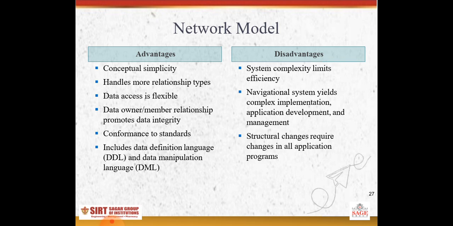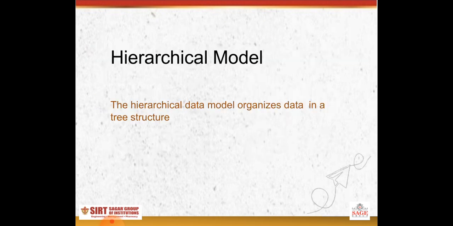Data access is flexible in the network data model. Data owner and membership relationship promotes data integrity, conformance to standard, and includes data definition and data manipulation language. Then come disadvantages of network model. System complexity limits efficiency. Navigational system yields complex implementation, application development and management, and structural changes require change in all application programs. Then comes hierarchical data model.